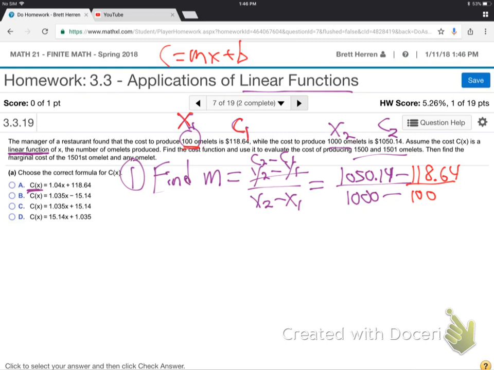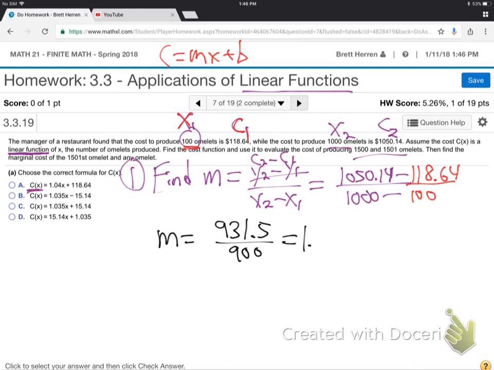So let's use our calculator then on that. m equals, so if you subtract those on your calculator, it's going to be 1050.14 minus 118.64, 931.5 over 900. So you could divide that, but it would be something ugly, I think. Oh, no, I guess that's not bad. Okay, I'll go ahead and do it.